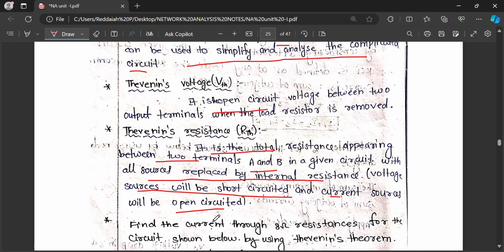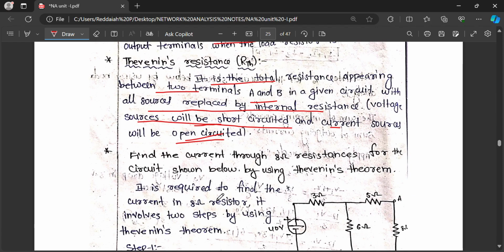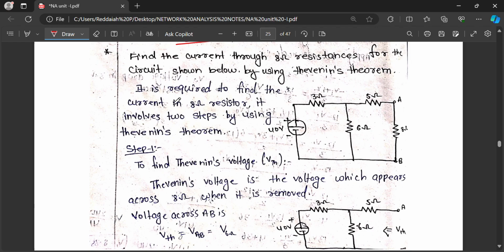Voltage source will be short circuited and current source will be open circuited. That we have to remember. If you do one problem, you can solve this. Thevenin's theorem: how to find Thevenin equivalent resistance?